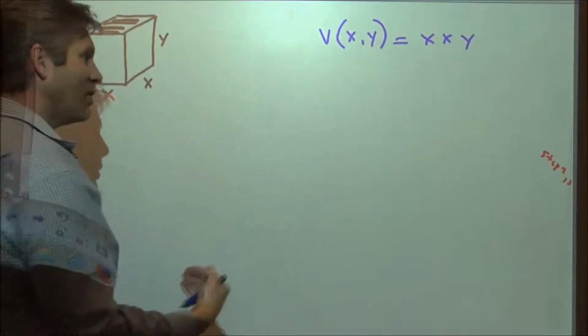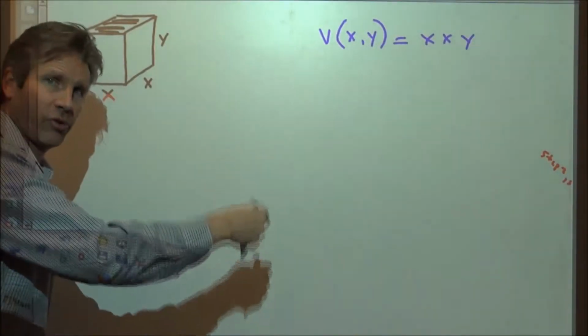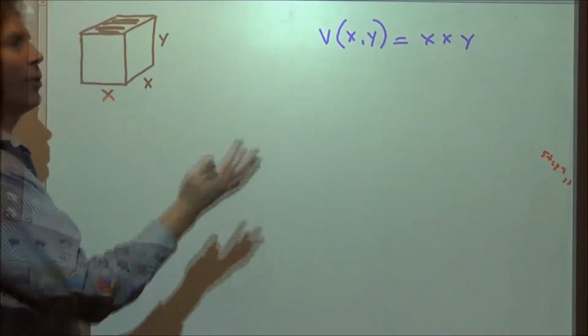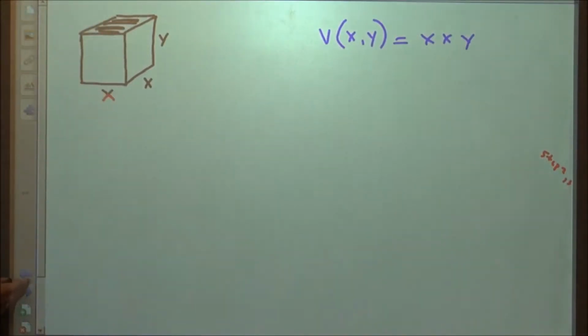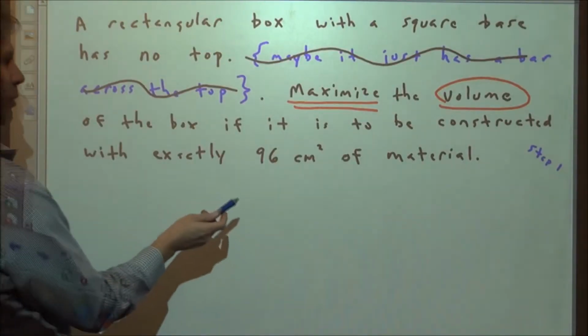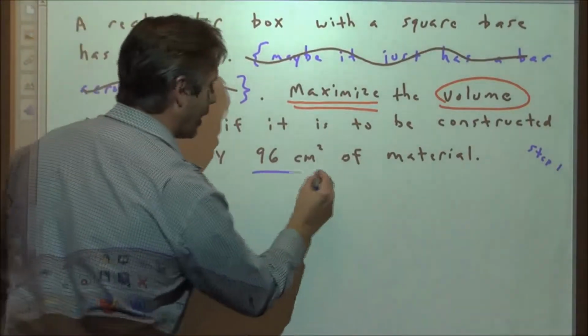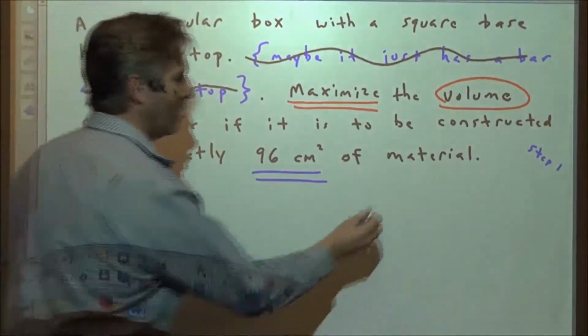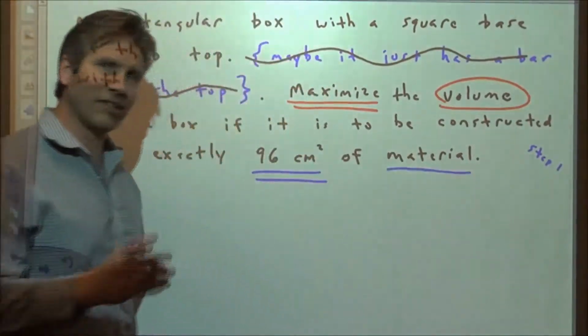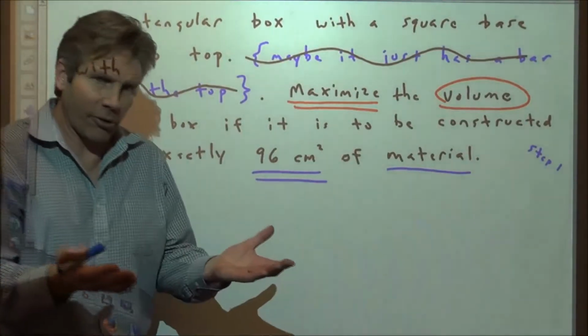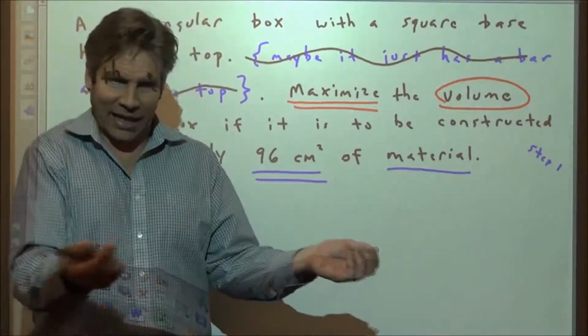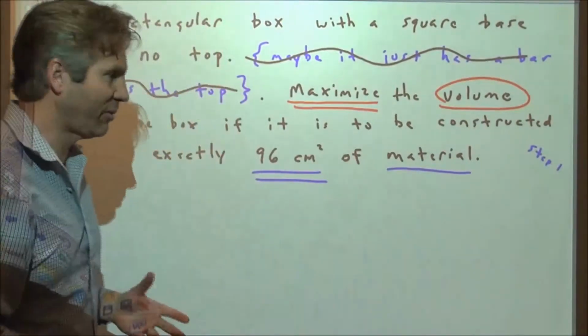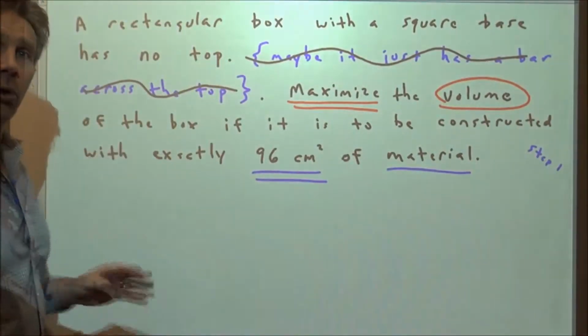So at this point we need to convert to a function of one variable, and we go grab the other information from the problem. If we go back, we are reminded that altogether we have 96 square centimeters of material. Now don't make any assumptions about that. This may seem like one of those problems where you have a square sheet, you cut out the corners that are X by X and fold them up. That's not what this problem told us to do.